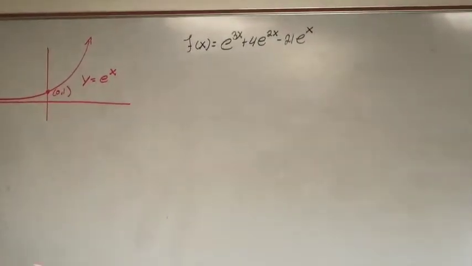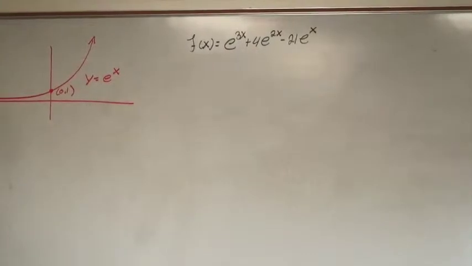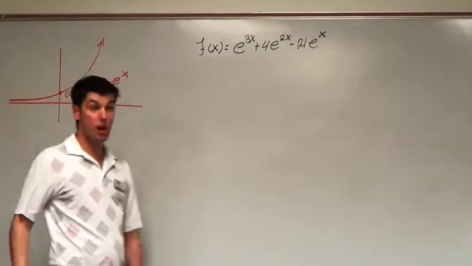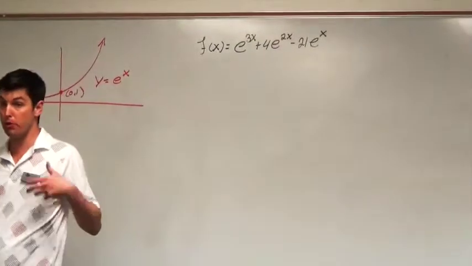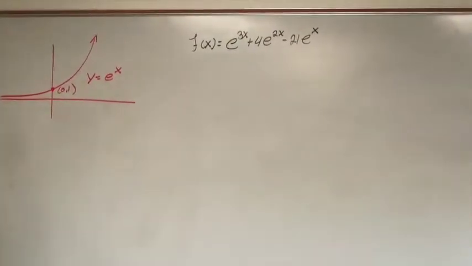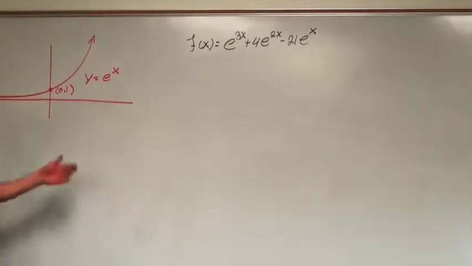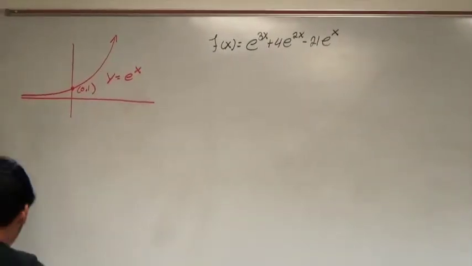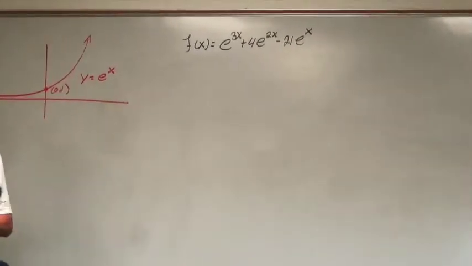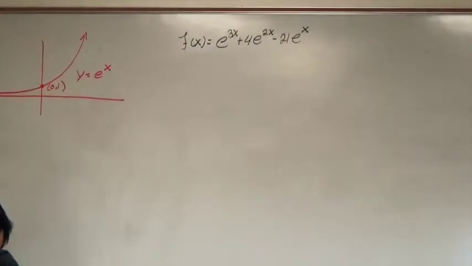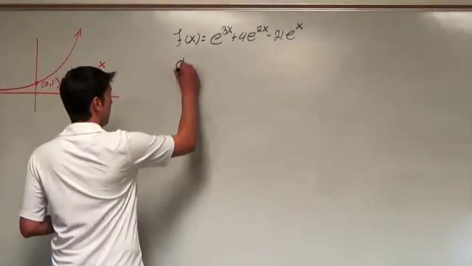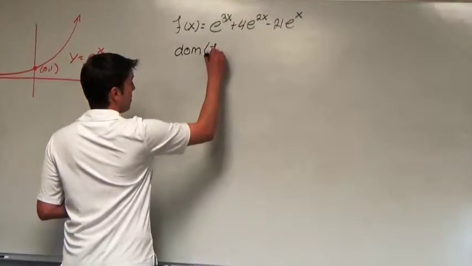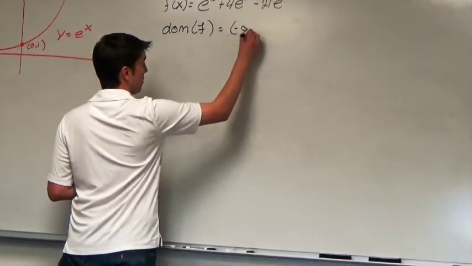All right, so again, think about the domain first. There's no denominator that can be 0. There's no square roots involved, no logarithms. The exponential function has a domain of all real numbers, so I don't see any way that we would ever be breaking a rule of math with this function. So it's safe to say its domain is all real numbers.